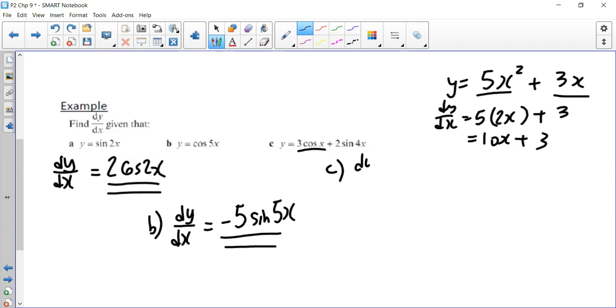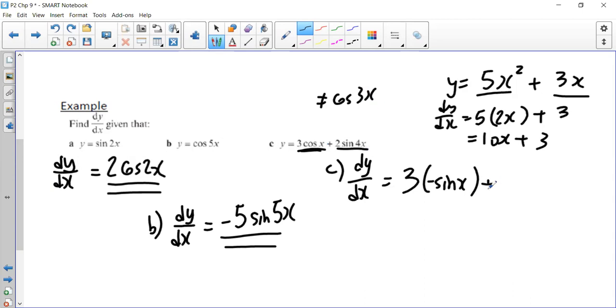So differentiate the first one. 3 cos x, dy by dx, left-hand side, right-hand side. Differentiate 3 cos x. 3 is a coefficient, so we're not going to do anything about it. Cos x, differentiating cos x is negative sine x. Now note, this is not cos 3x. This is 3 cos x. This is different to cos 3x. Okay. Next one, 2 sine 4x. The 2 is a coefficient, so we'll put a 2, times differentiate sine 4x. Sine 4x is 4 cos 4x.